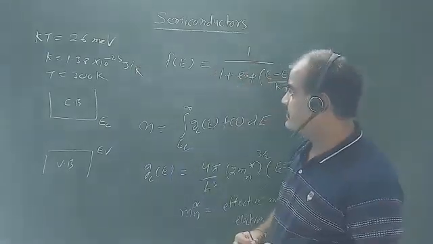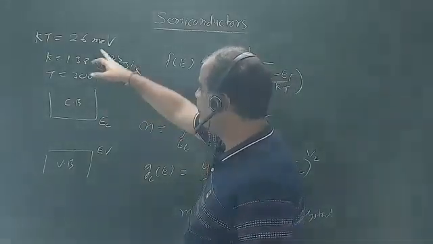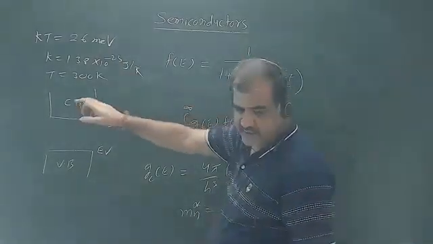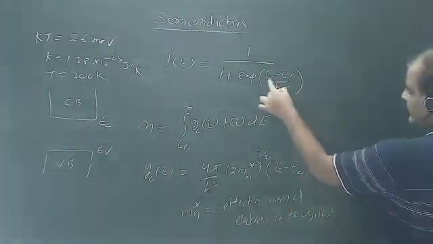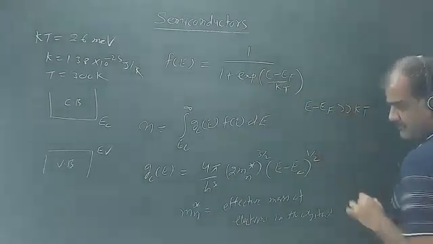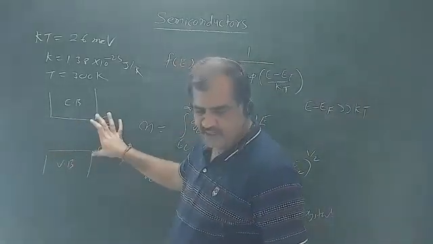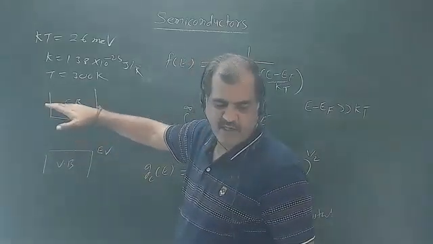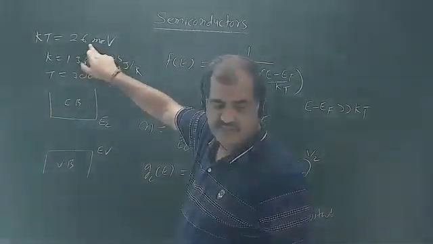So this is my KT value. Compared to this KT, if I'm in the conduction band, E minus EF is greater than KT. Why? Because the Fermi level is somewhere in the middle. Suppose the gap is 1 electron volt and the Fermi level is in the middle, then the difference is at least 500 milli electron volt, which is greater than 26 milli electron volt.